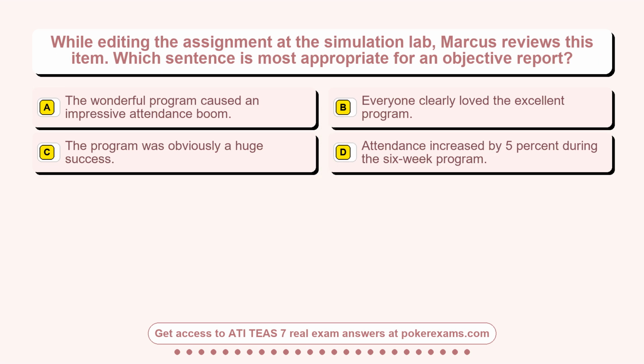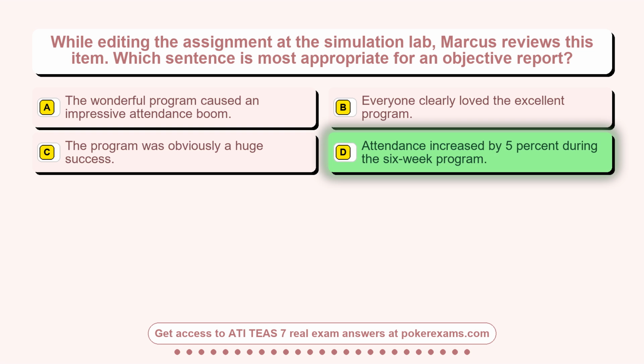While editing the assignment at the simulation lab, Marcus reviews this item. Which sentence is most appropriate for an objective report? Option A. The wonderful program caused an impressive attendance boom. Option B. Everyone clearly loved the excellent program. Option C. The program was obviously a huge success. Option D. The attendance increased by 5% during the 6-week program.